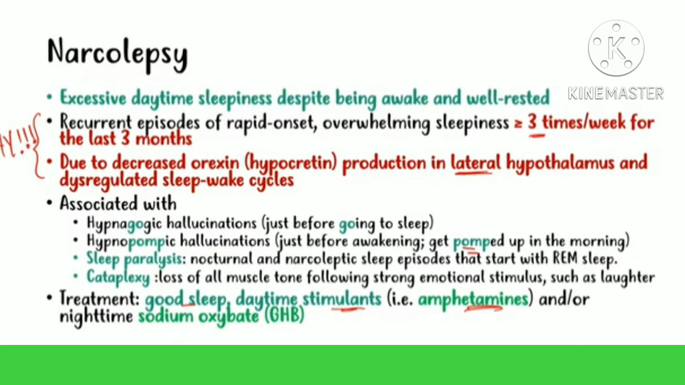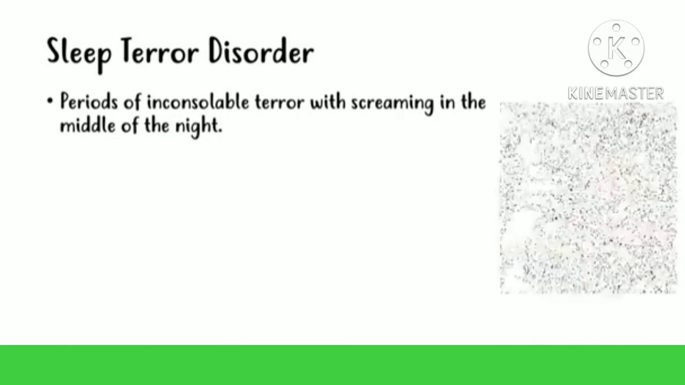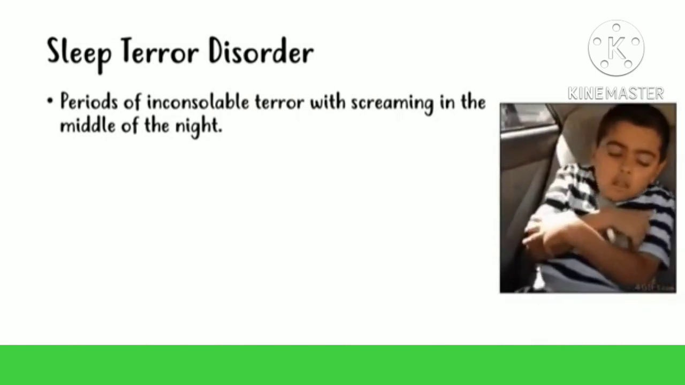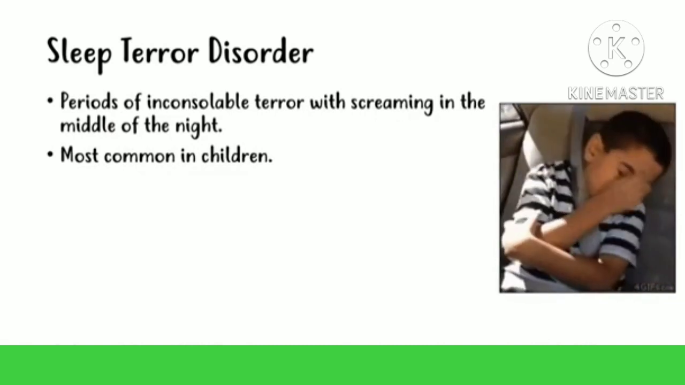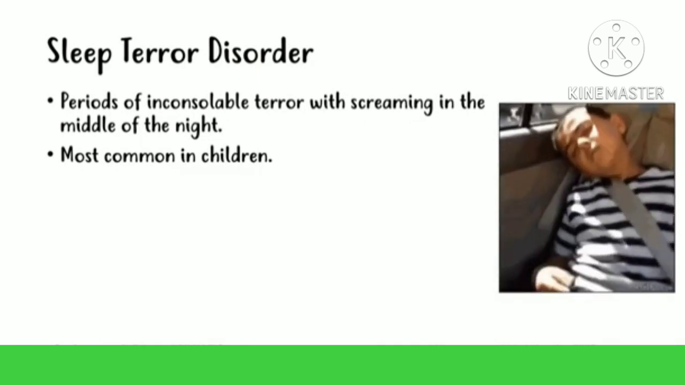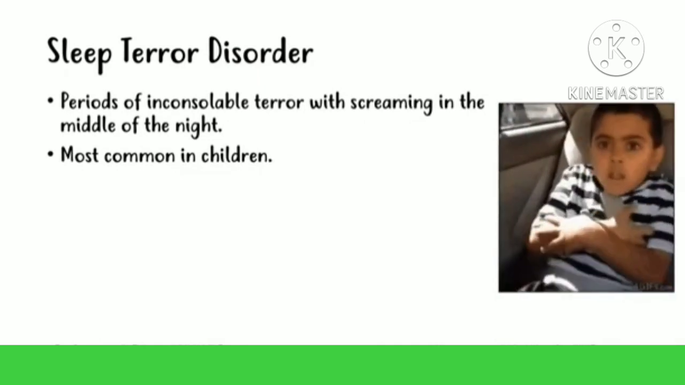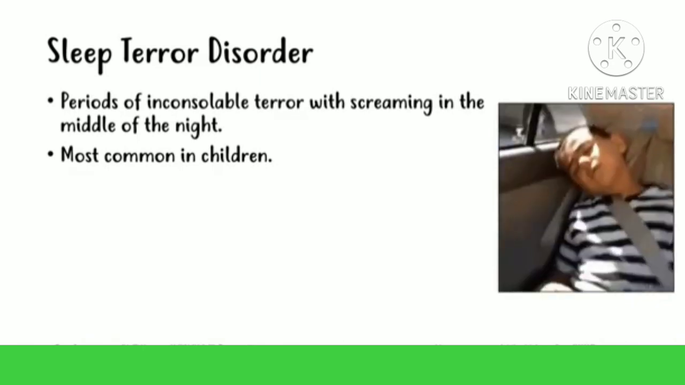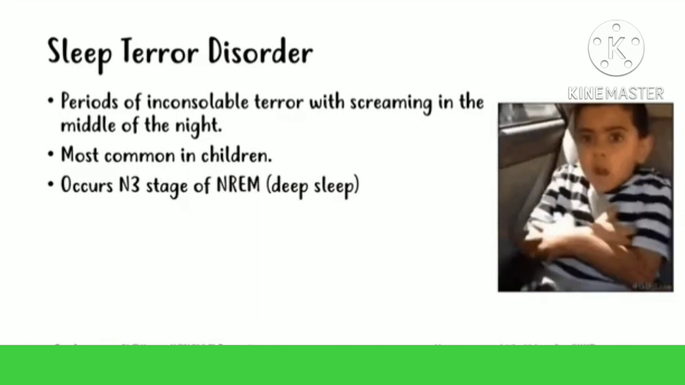After narcolepsy, we're going to talk about sleep terror disorder. In this disorder, patients are going to have periods of inconsolable terror with screaming that happens all of a sudden. Now, this is most common in children, and this occurs in N3 stage of NREM, the deep sleep. Okay, what else happens in N3 stage of NREM, if you guys remember? Sleepwalking and enuresis. Okay, this also occurs here. So we're just going to write all that down.